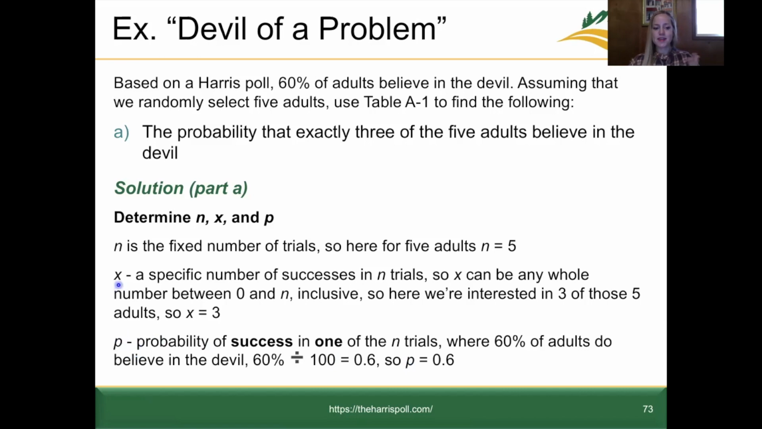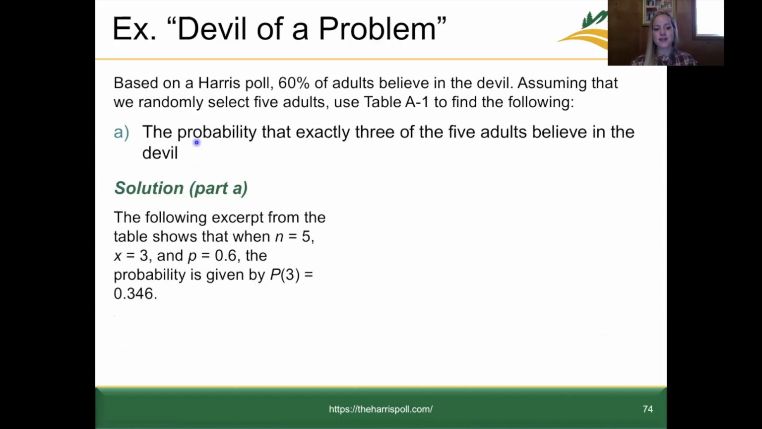Remember that we need to be consistent, so x/s and p need to refer to the same concept of success. Here, our concept of success is that that person does believe in the devil. Then our x value is consistent with our p value, because our x value is that exactly 3 of the 5 adults do believe in the devil. That's our measure of success here.